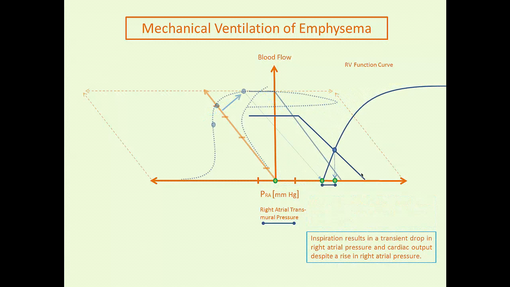So maybe the venous return curve might actually shift out here rightwards, and you'd bolus your right heart a little bit, so there'd be not quite as pronounced a decrease in your cardiac output. But your transmural pressure has shrunk, and your cardiac output has shrunk as well.